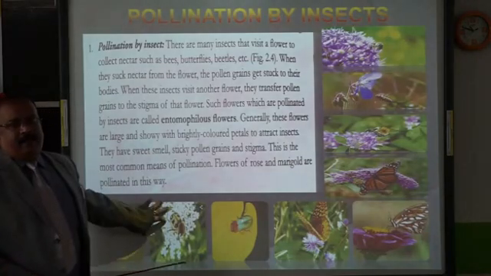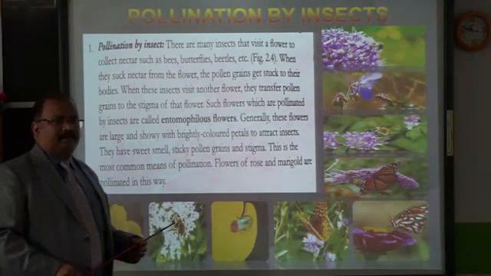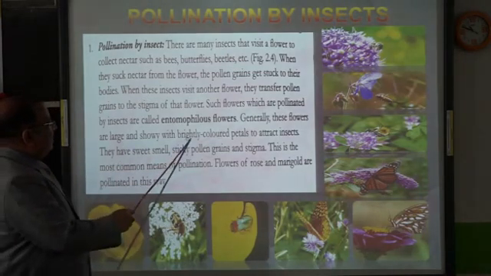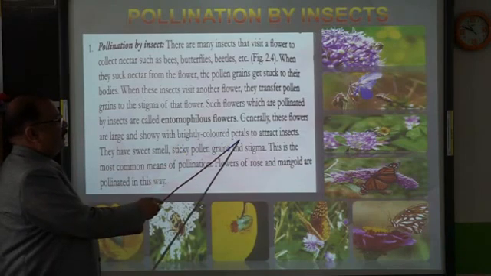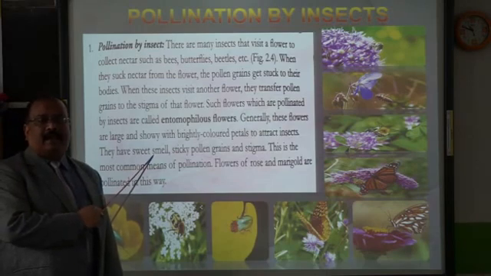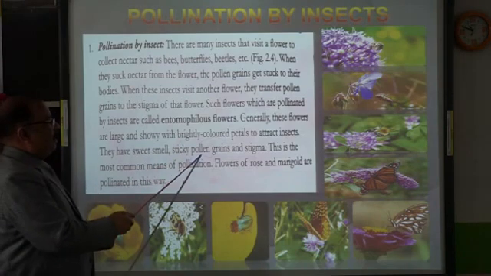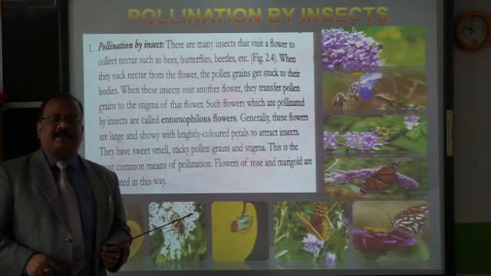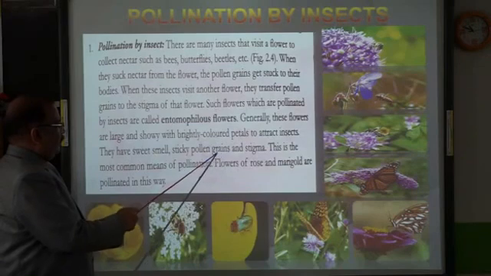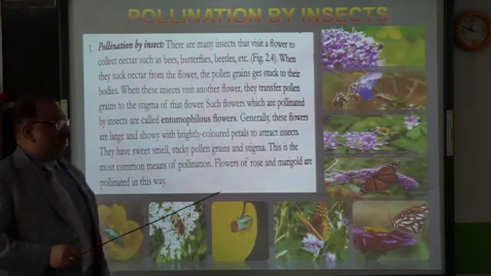And this type of flowers are very attractive, colored flowers, big, just to attract the insects. They have brightly colored petals to attract the insects. They have a sweet smell. Most of the flowers have a sweet smell. That is why we smell the flowers. Sticky pollen grains: pollen grains are sticky, and that is why they get stuck to the body parts of these insects. Stigma is also sticky so that the pollen can be left on the stigma.